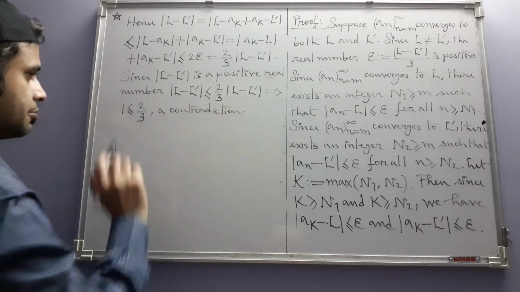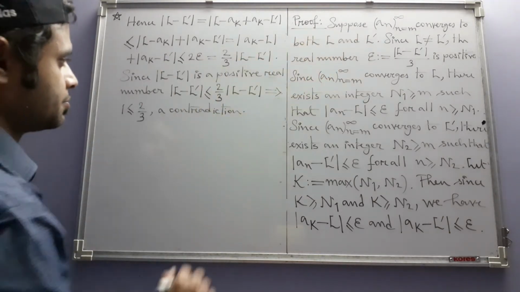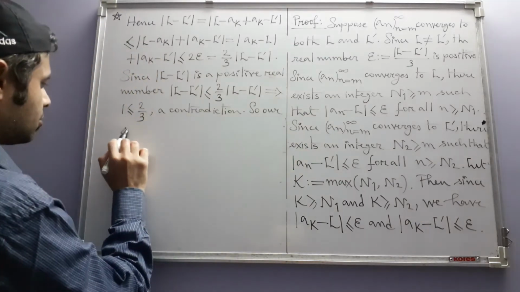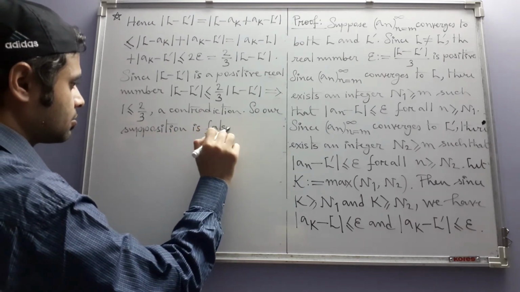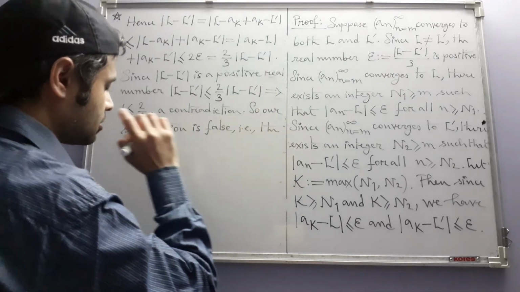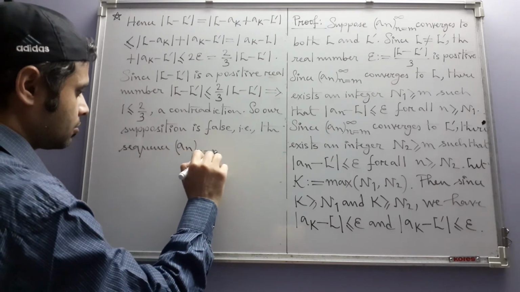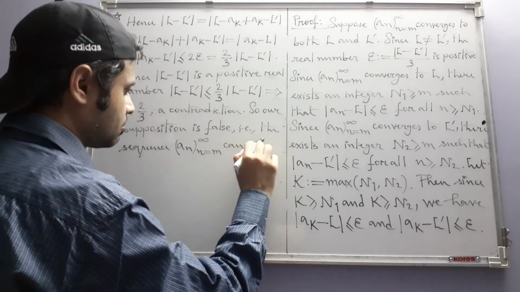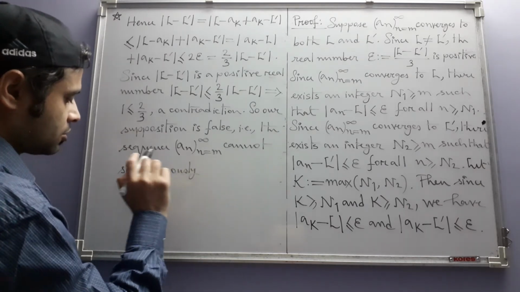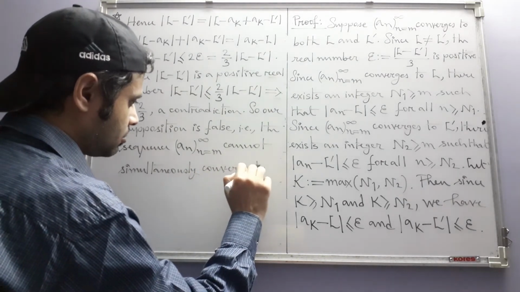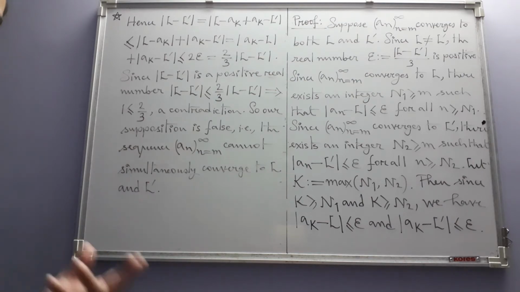So our supposition, the very first line where we supposed something, is false. That is, the sequence a_n cannot simultaneously converge to L and L prime. So whenever it converges to something, that thing is unique.